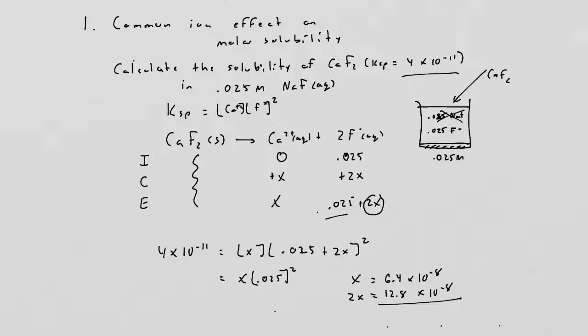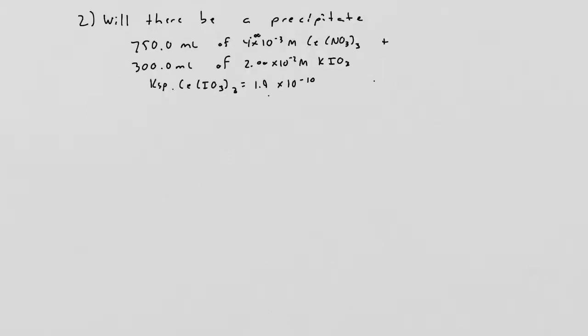Now, this X is the molar solubility, molarity, moles per liter. That would be the number of moles of this substance, calcium fluoride, that would dissolve in a liter of solution. Okay, and we could also use that for a smaller volume of solution. Let's say it was 500 milliliters, we'd have half that number of moles. All right, another type of problem we'd have to do here would be to predict whether a precipitate will occur.